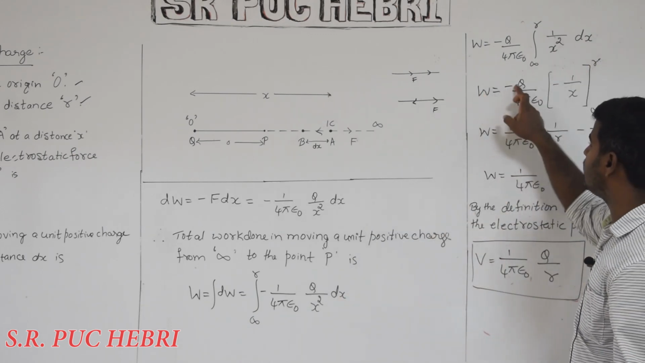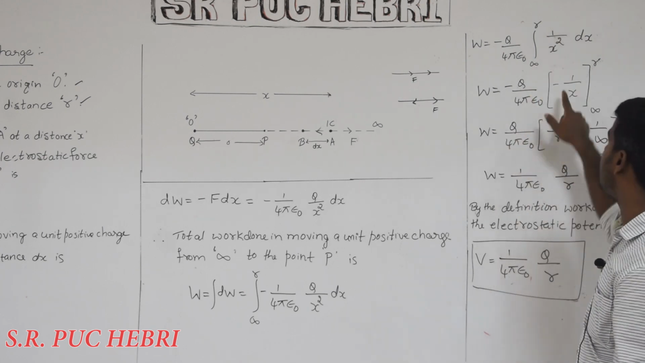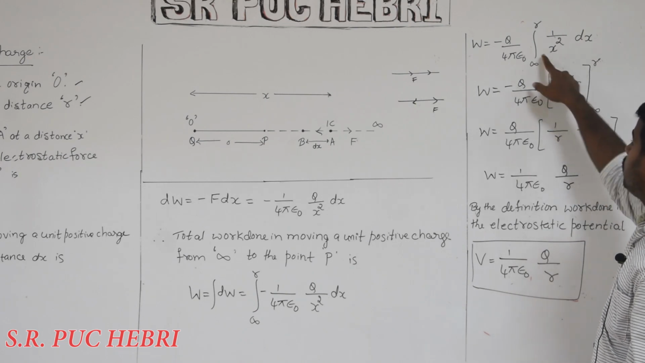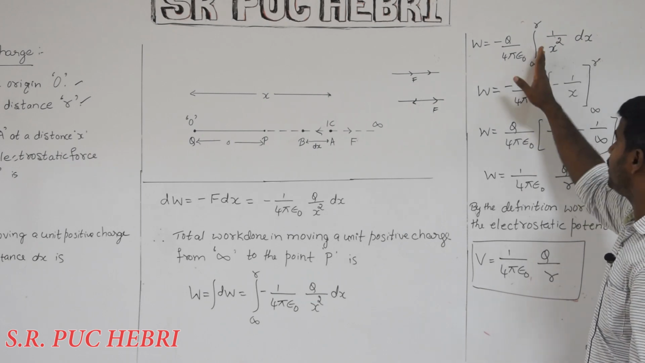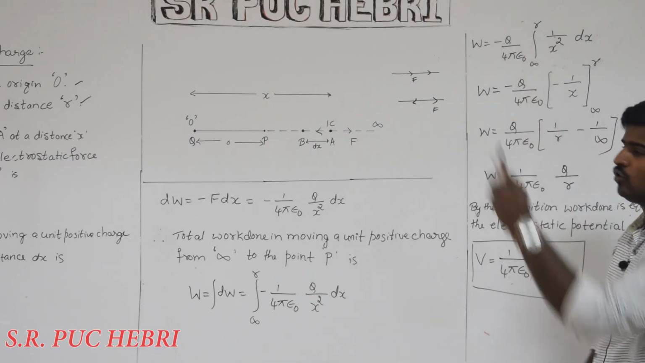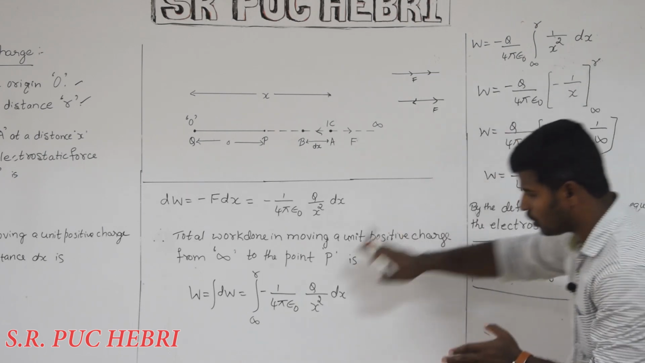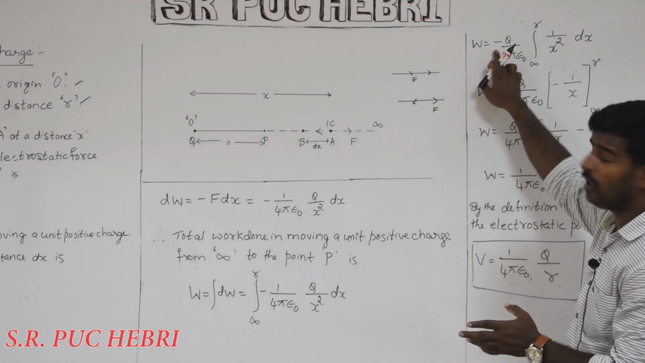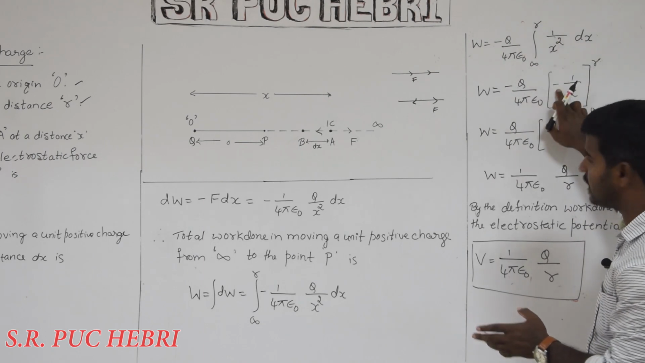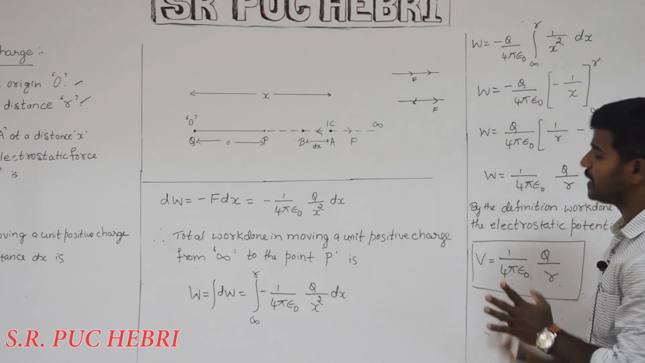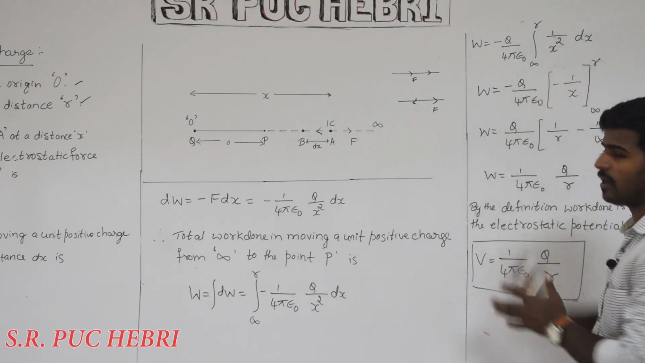Therefore W is equal to minus q divided by 4 pi epsilon naught. The integration of 1 by x square dx, by the basic formula, is minus 1 by x. After integrating, you should not put the integration symbol again. Very important, understand this: the minus is kept outside with the constant, that is minus q divided by 4 pi epsilon naught.